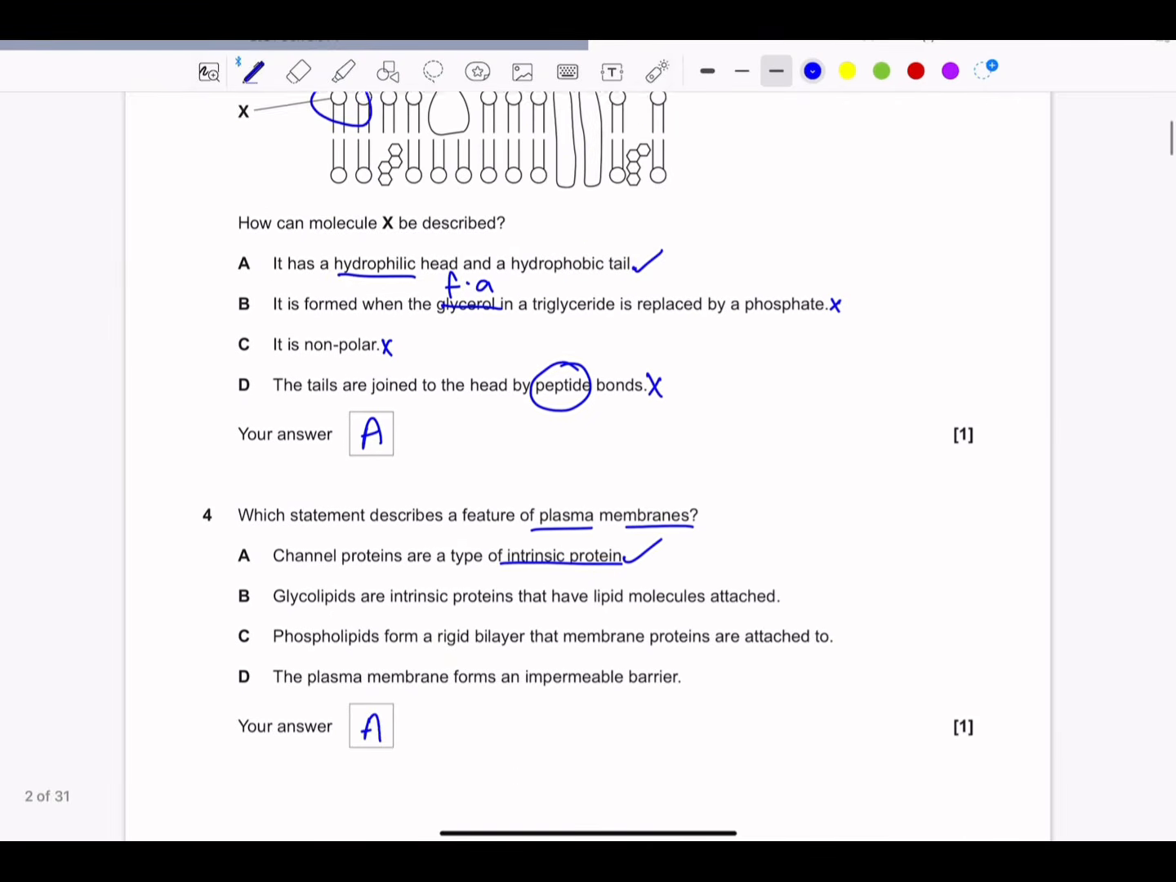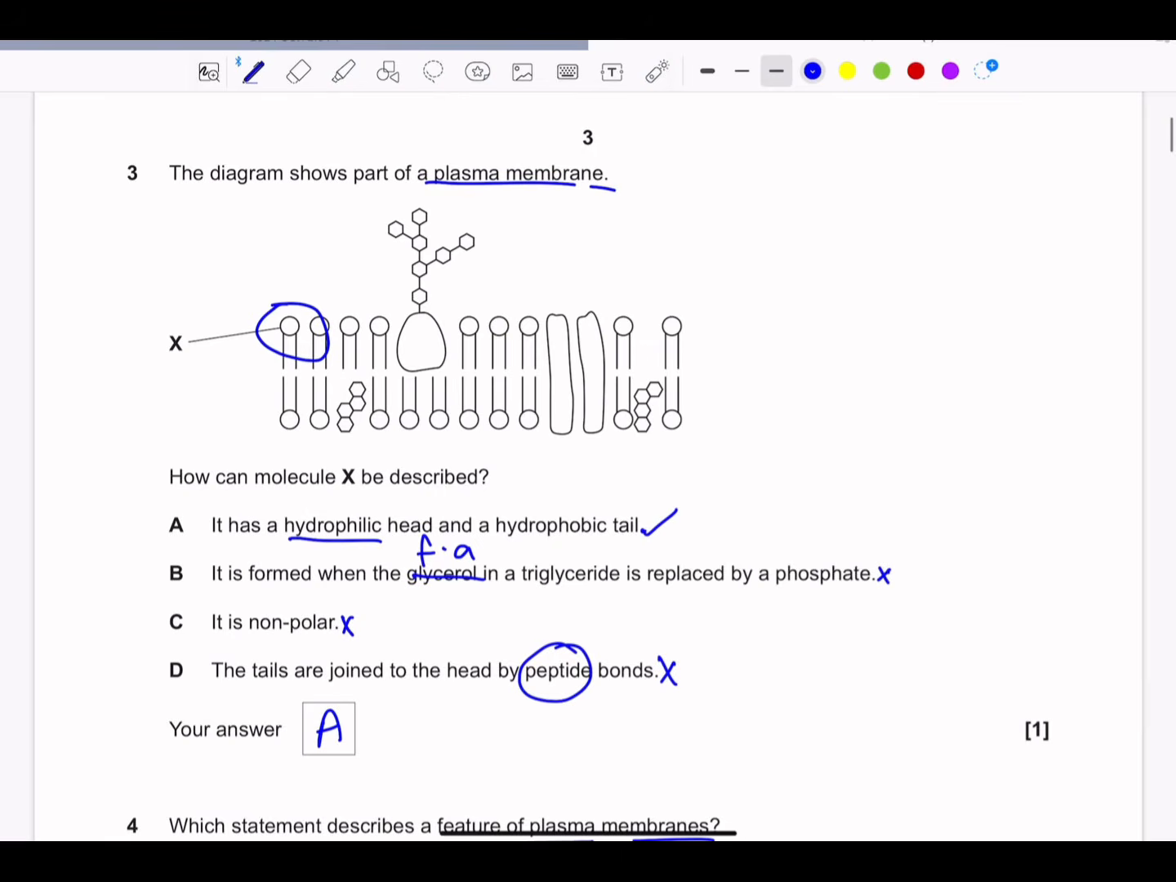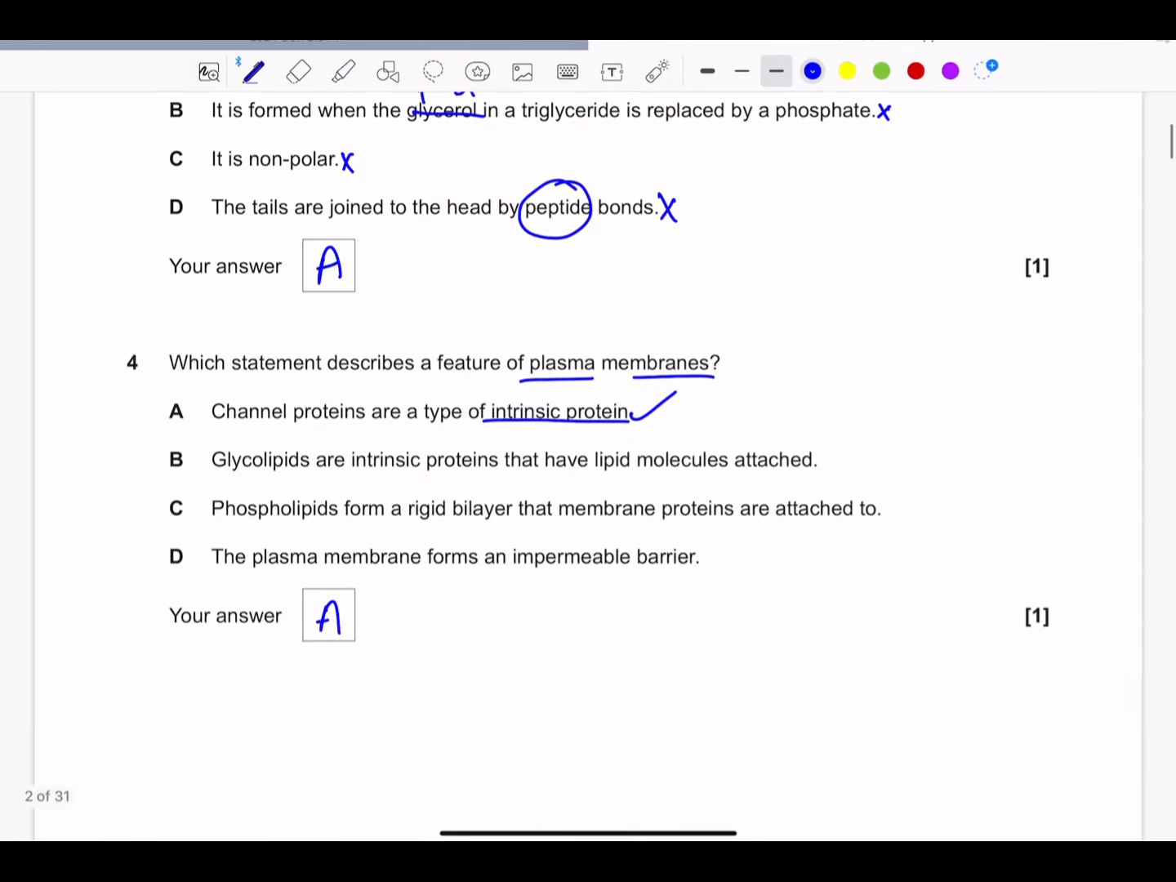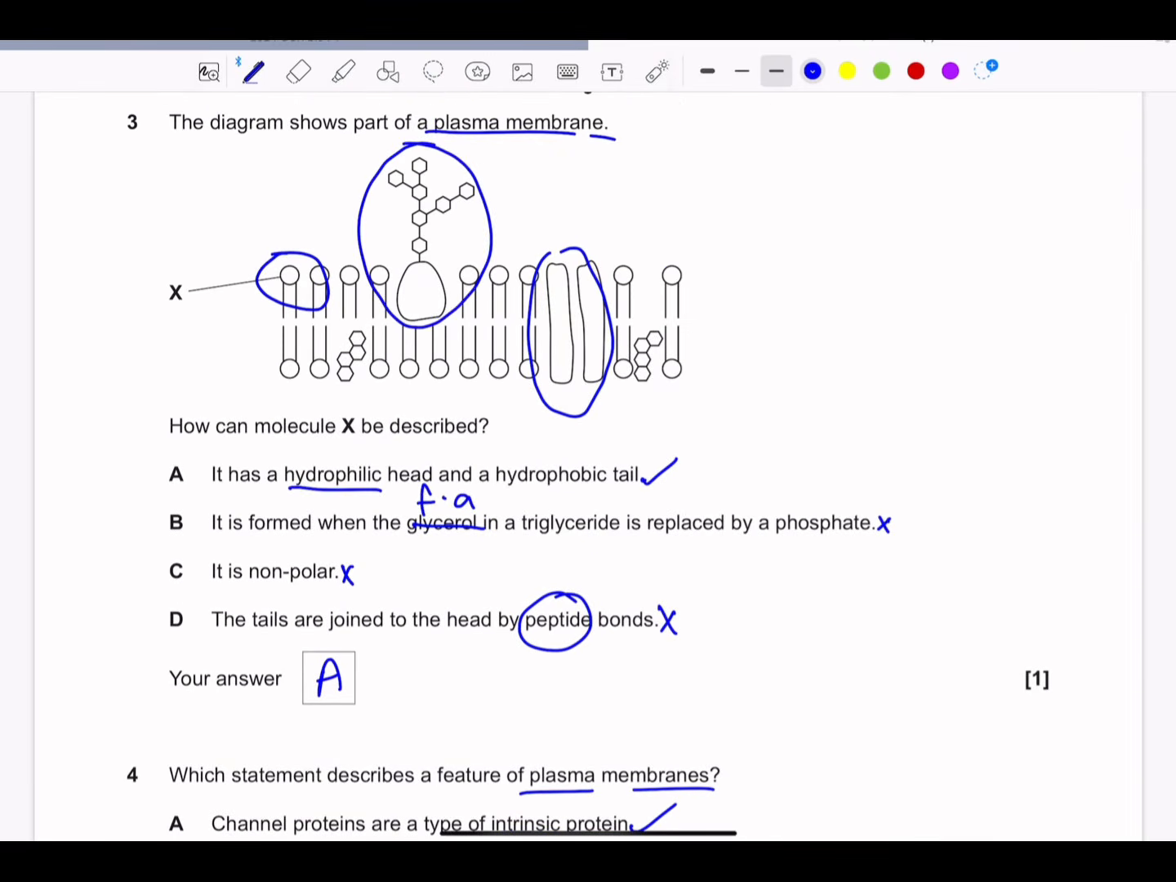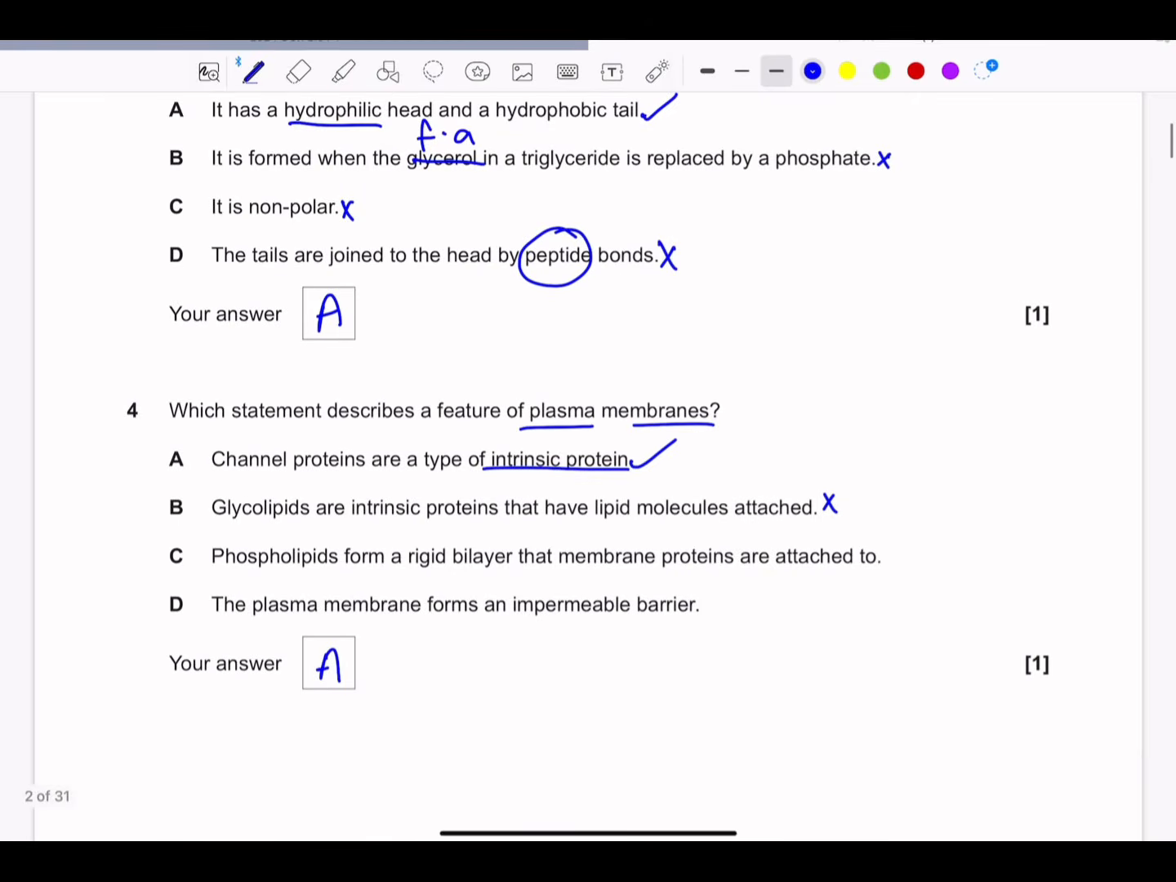Intrinsic proteins are proteins that span the entire length of the membrane. So this over here, as you can see, it's from the top to the bottom, so it spans the entire length, making it intrinsic. This structure over here is extrinsic because it's only on one half of the plasma membrane. So this looks to be something like a glycoprotein, perhaps. So glycolipids are intrinsic proteins that have a lipid molecule attached. Not true. So it would be similar to what this structure is, and it's an extrinsic protein. So that should be extrinsic in order for it to be true.